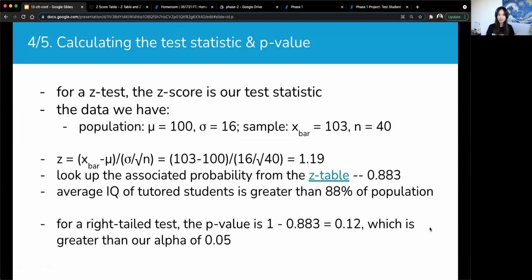For p-values, for a right-tailed test, you actually have to take 1 minus this probability, which is 0.12, which is greater than our alpha of 0.05. I'm going to use a diagram to explain this in just a little bit. But any questions about calculating this z-statistic, z-score statistic, and also getting this probability?